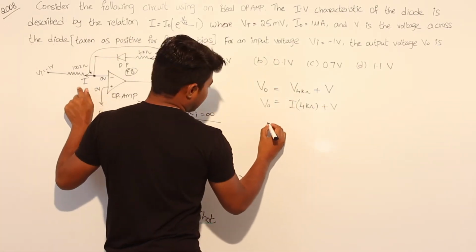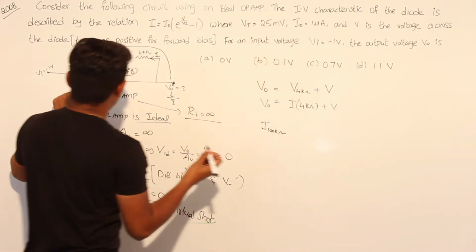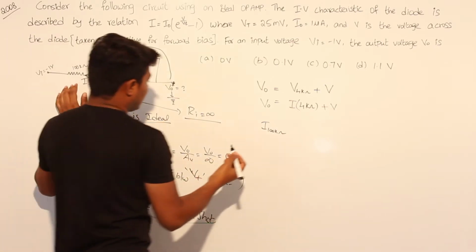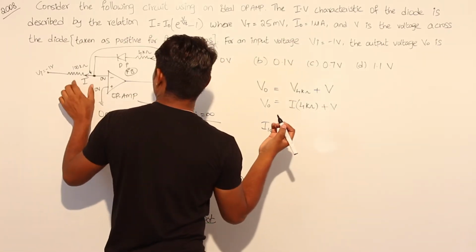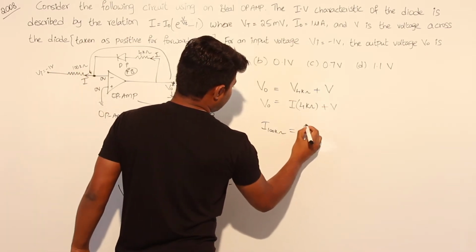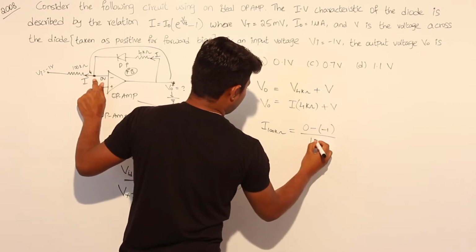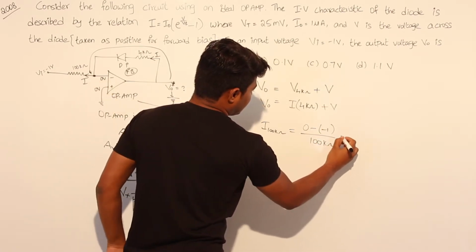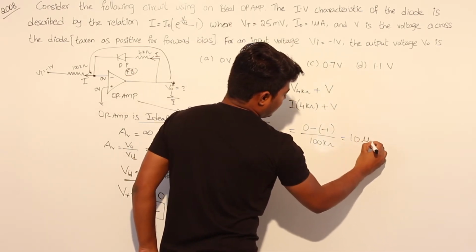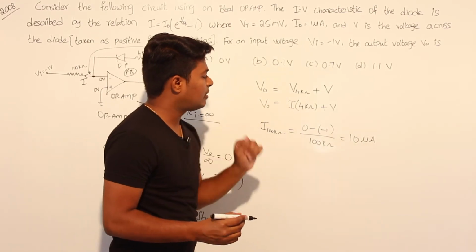So if we calculate the current in the 100 kilo ohm resistor, the same current will be in the 4 kilo ohm resistor and the diode. The current in the 100 kilo ohm resistor equals the voltage difference divided by the resistance value. The voltage difference is 0 minus (minus 1), divided by 100 kilo ohm. This equals 10 microamperes. So the current through the 100 kilo ohm resistor is 10 microamperes.